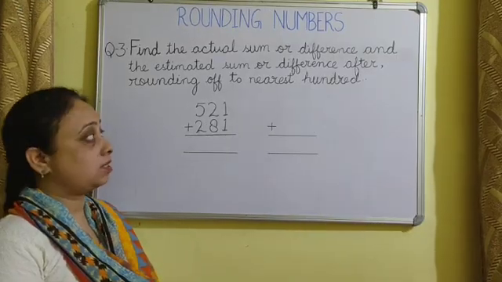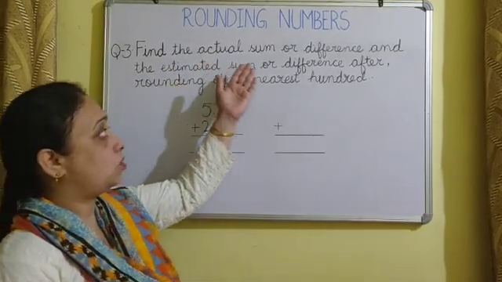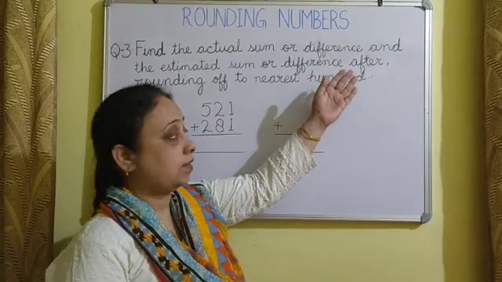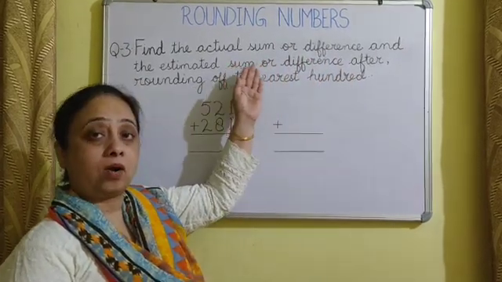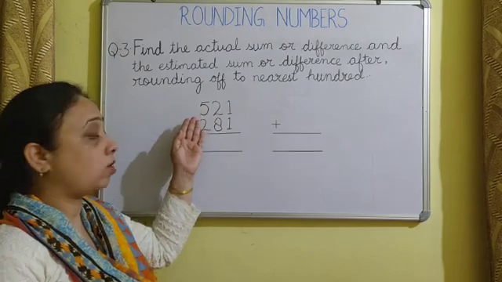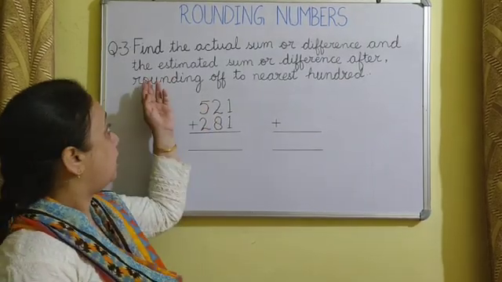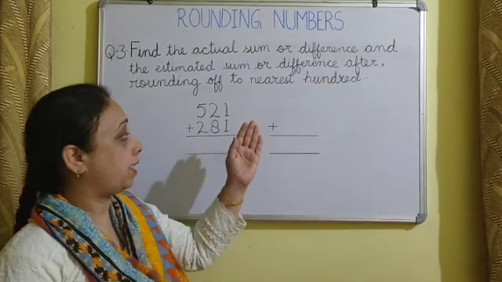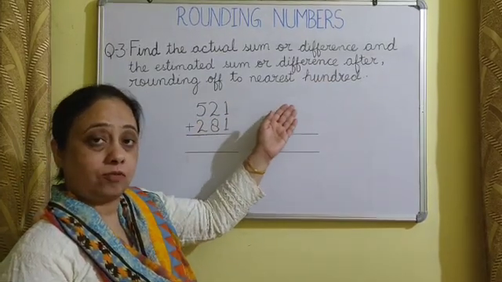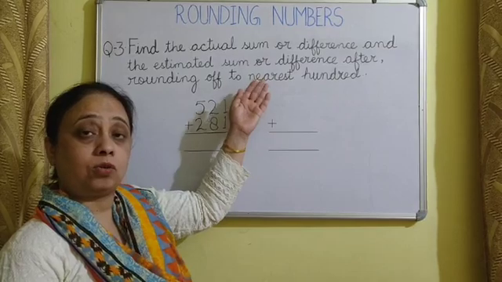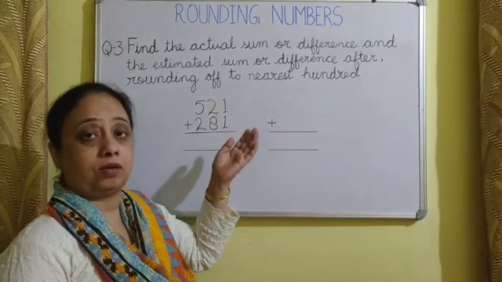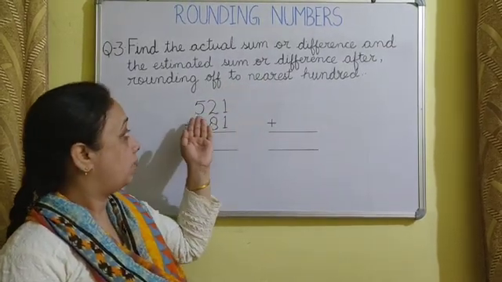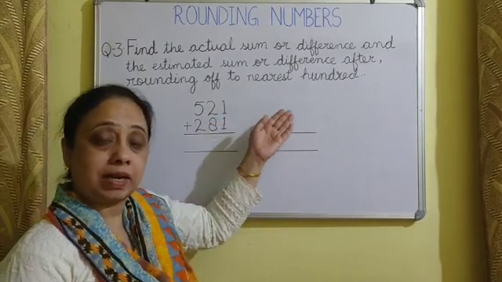Our next question is, you have to find the actual sum or difference. That is, you have to add or subtract before rounding off these numbers, and then find the estimated sum or difference. Then you have to round off these numbers. What do we mean by estimated? When you do not have the actual value of anything. So when you round off, that is the estimated value.